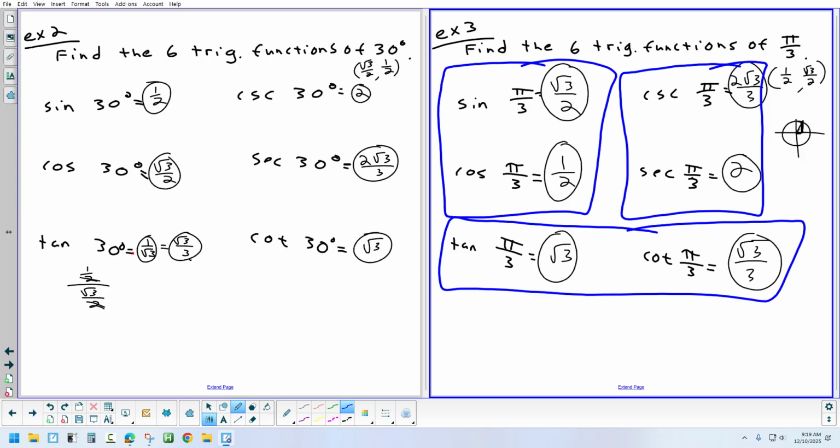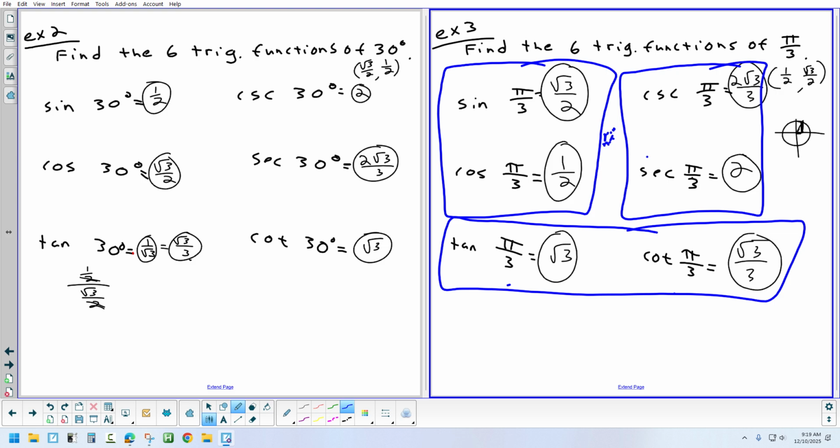Oh, I meant to say the reciprocal. Well, the only ones that actually flipped that are reciprocals of each other are tangent and cotangent. Sine and cosine are not reciprocals. Sine and cosecant are reciprocals, but sine and cosecant did not switch places. That's not how the switching worked.